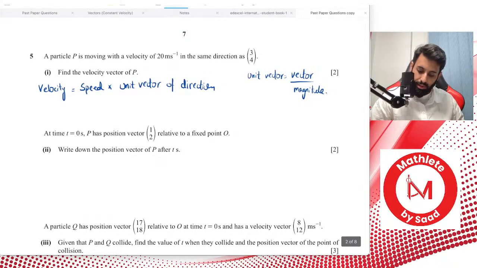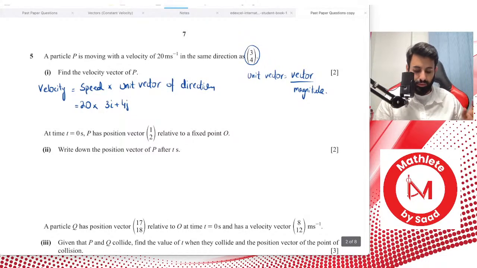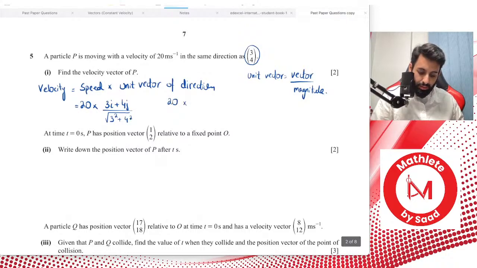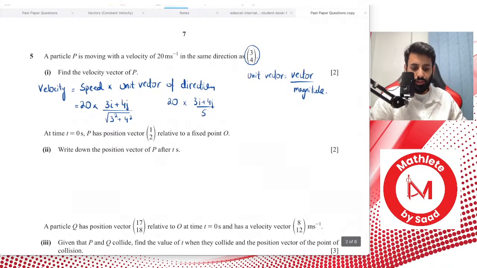So speed, as you can see, is 20. Multiply that by the unit vector of direction, so that means multiplying by 3, 4. Can I write this as 3i plus 4j? You don't really have to write it like this, but you can, divided by the magnitude. And how do you calculate magnitude? Magnitude is the square root of a squared plus b squared. So if you work this out, notice what happens. 20 into 3i plus 4j over the square root of 3 squared, which is 9, plus 4 squared, which is 16. 9 plus 16 is 25, the square root of which is equal to 5.